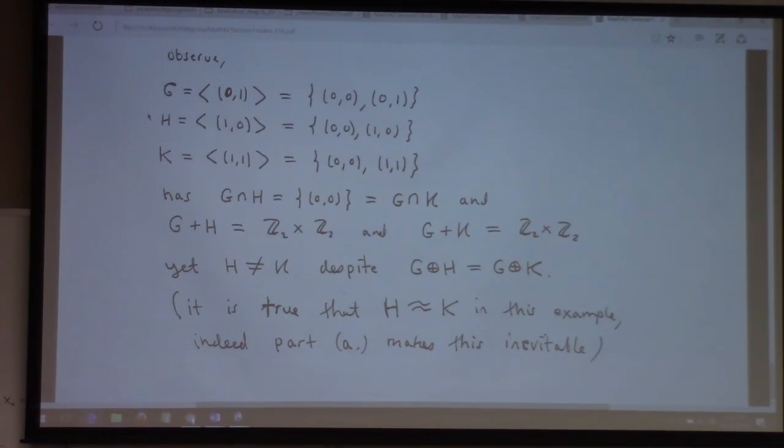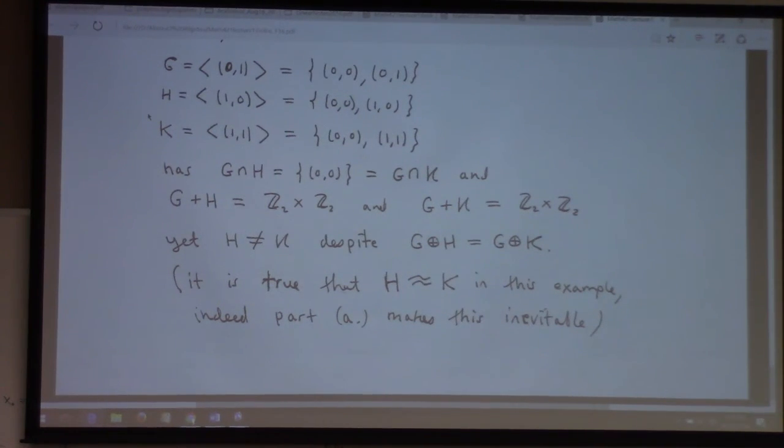Is H isomorphic to K? Certainly. They're both isomorphic to Z2. Any questions?